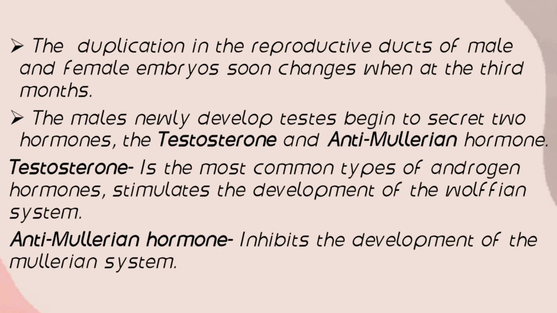Anti-Mullerian hormone inhibits the development of the Mullerian system. In addition, AMH plays a key role in developing the baby's sex organs in the womb. AMH, or anti-Mullerian hormone, is at a higher level in male babies, while female babies only need a small amount of anti-Mullerian hormone for their development.